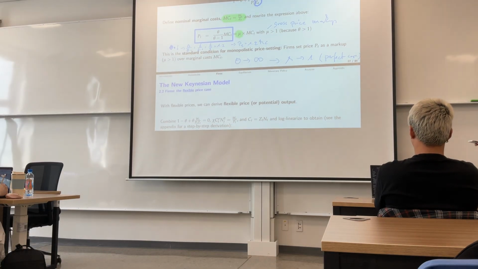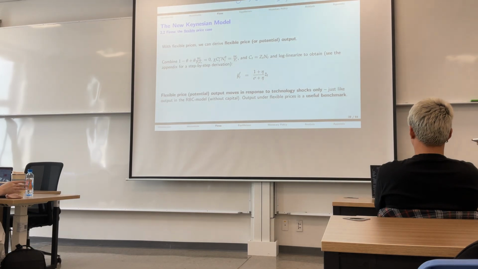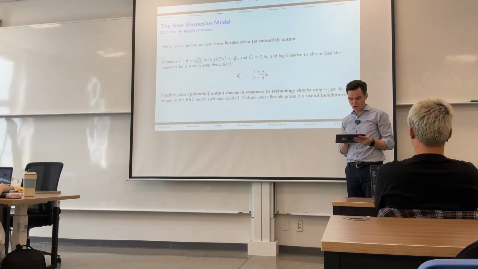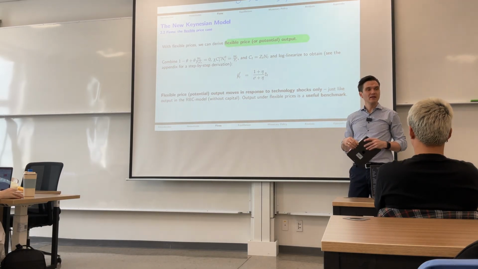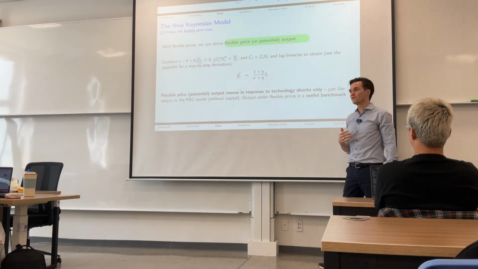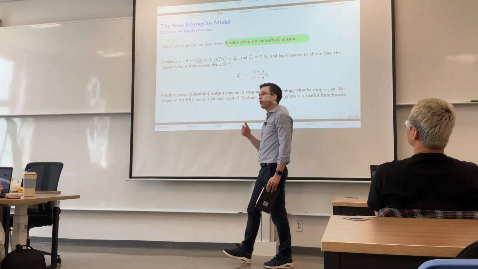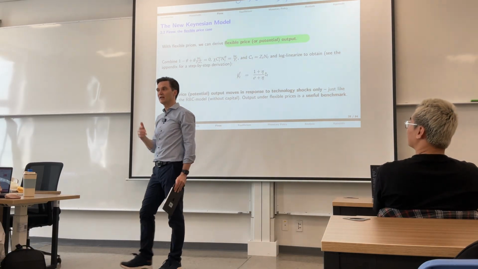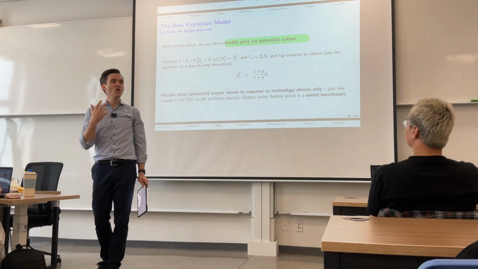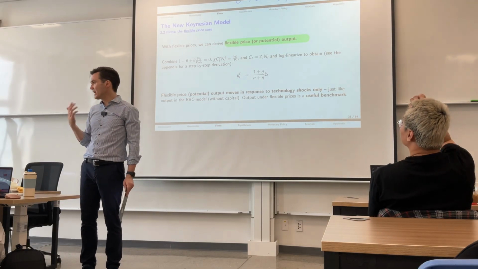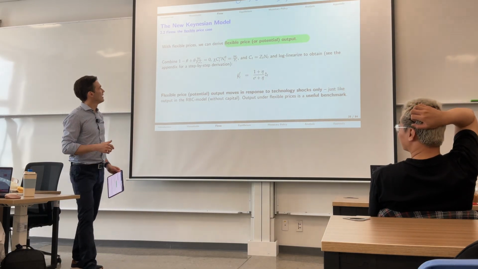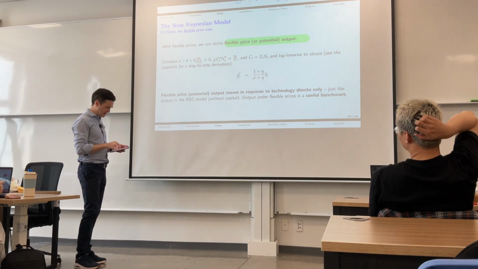All right. Now, when we go one step further, with this in mind, we can then derive what the literature calls potential output, which is the level of output with flexible prices. Now, when all prices are flexible, we can already calculate in this model how output responds to changes in the economy.